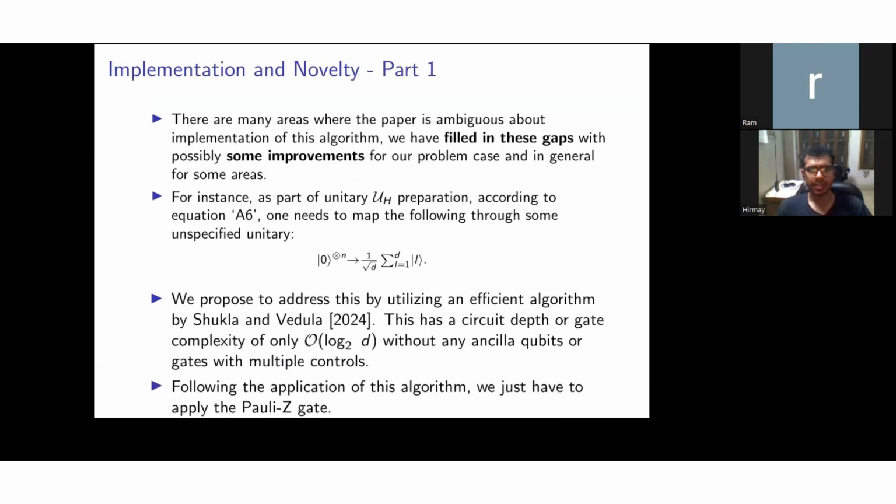There are certain things which were ambiguous to us, which we have filled in and maybe even provided some possible improvements. For example, in equation A6, the unitary is unspecified, and hence we propose using the algorithm by Shukla et al. We also use this algorithm for our state preparation, and then we just apply the Z gate.